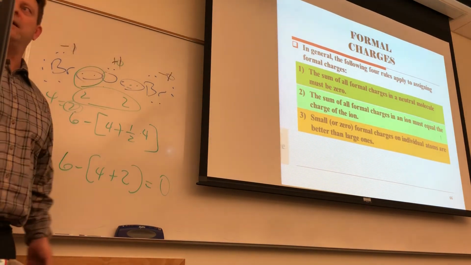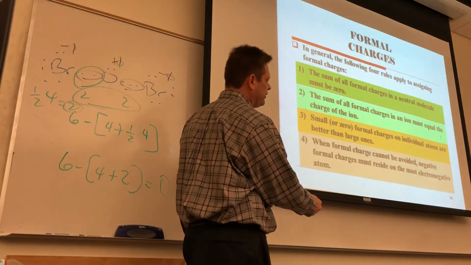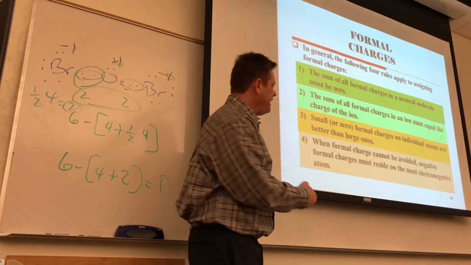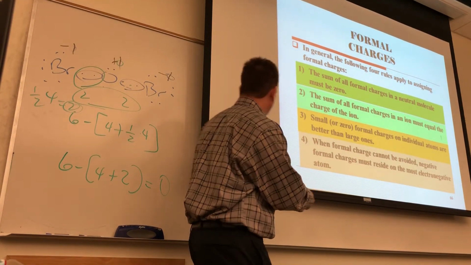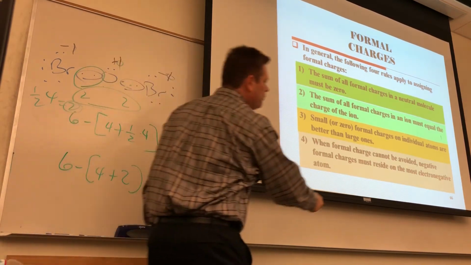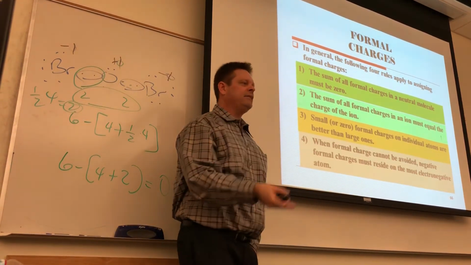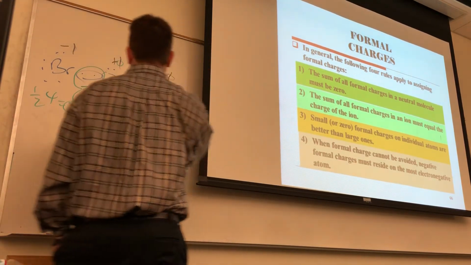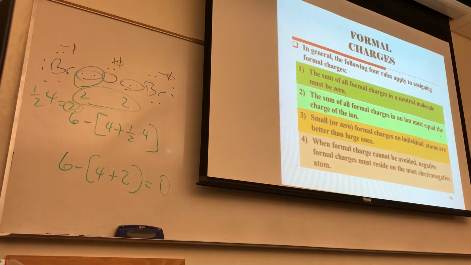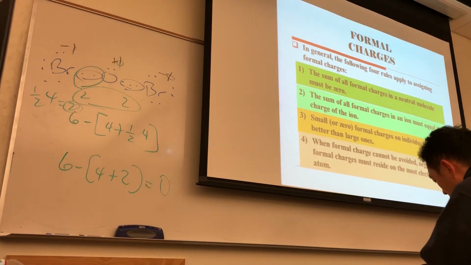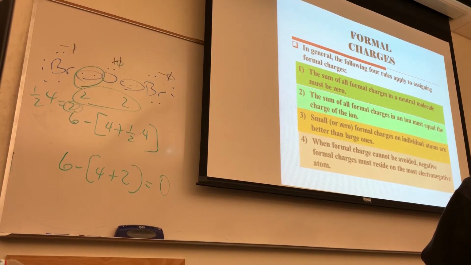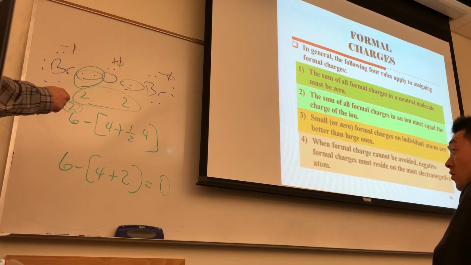Right. Now, the last one is when formal charges cannot be avoided. Then, ideally, the negative formal charges, in this case the -1, must reside on the most electronegative atom. So is oxygen or bromine more electronegative? Actually, it happens to be bromine, but we'd have to look at an electronegativity chart. That was a tougher one. Let's say F and O. What's more electronegative? F. So the negative would have to be on the F. The positive would have to be on the O.